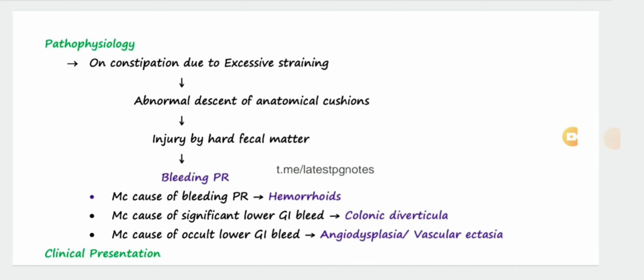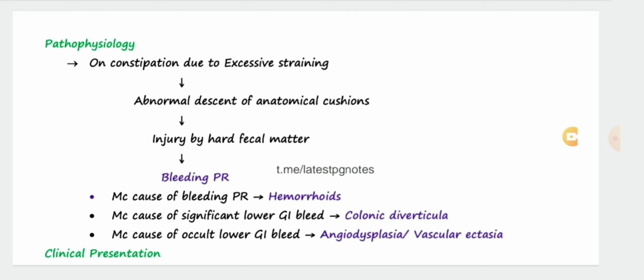Pathophysiology. In constipation, due to excessive straining, there is abnormal descent of these anatomical cushions, which leads to injury by the hard fecal matter, resulting in bleeding per rectum.